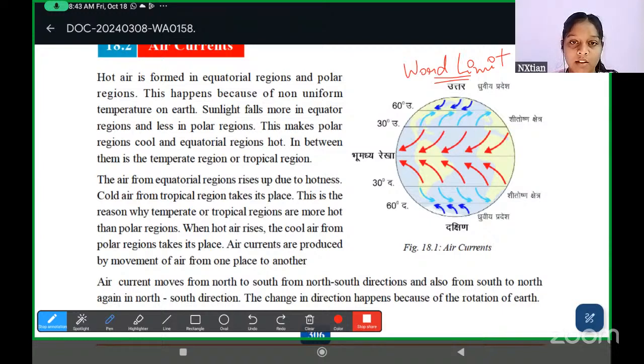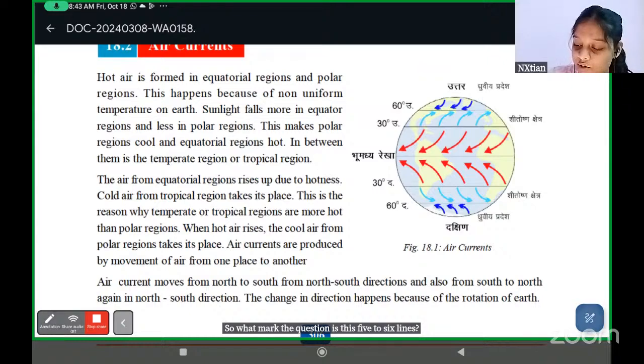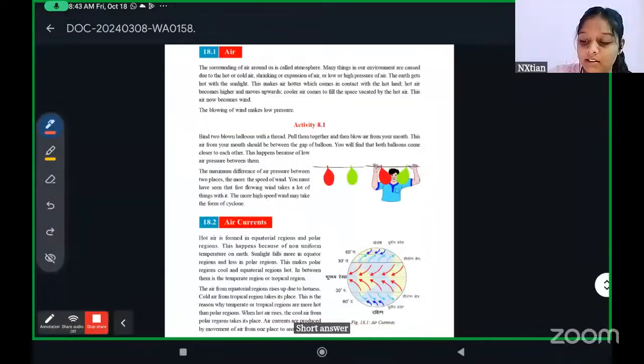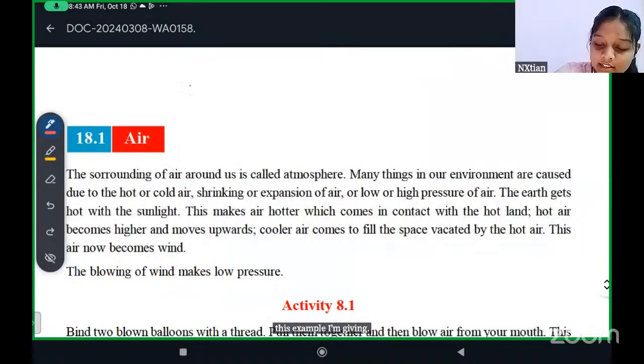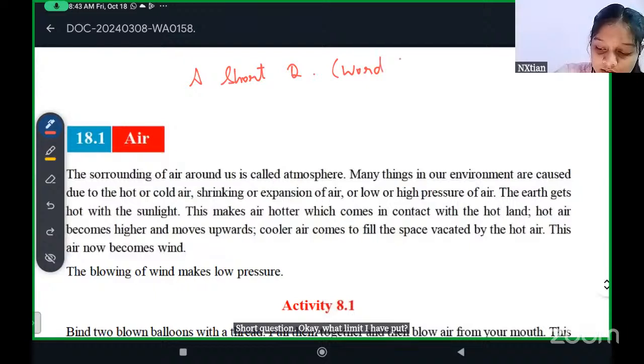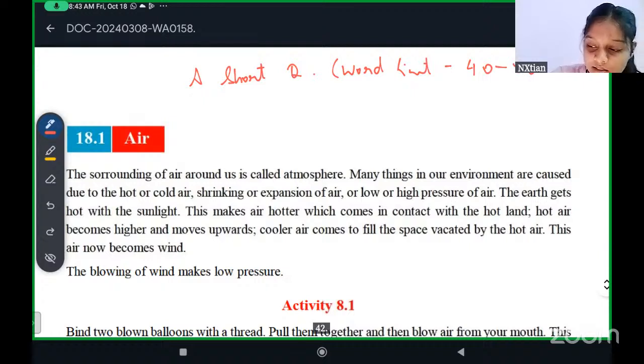Okay, that way. Got it? See, an example I'm giving: if I say a short answer question, the word limit I have put is 40 to 50 words.